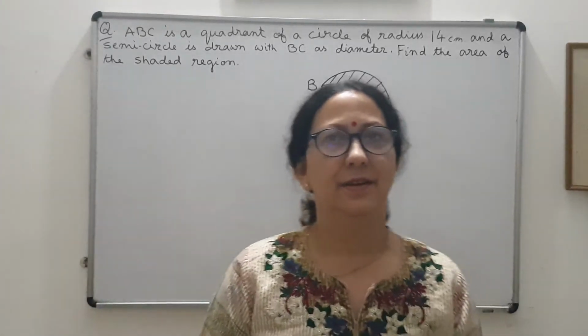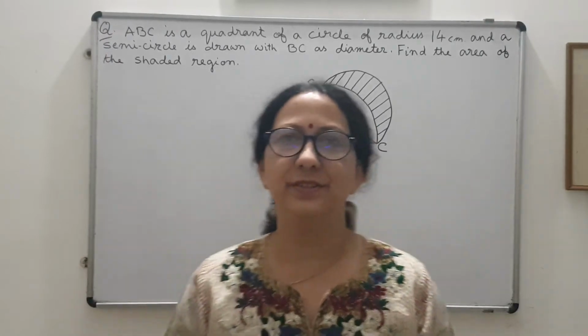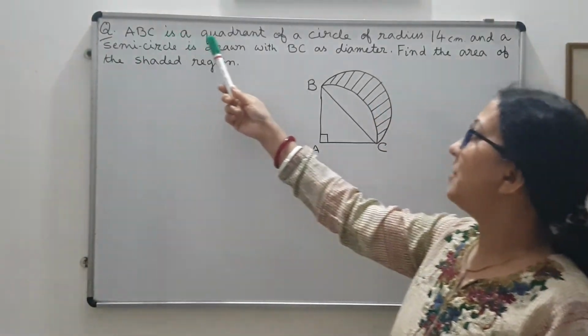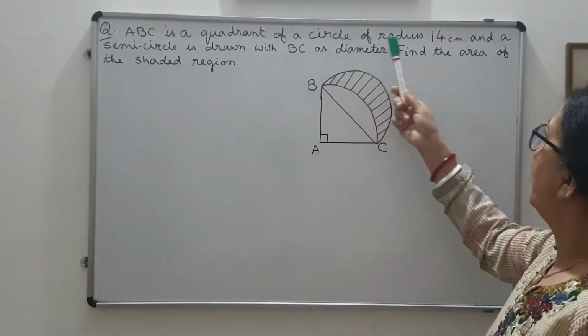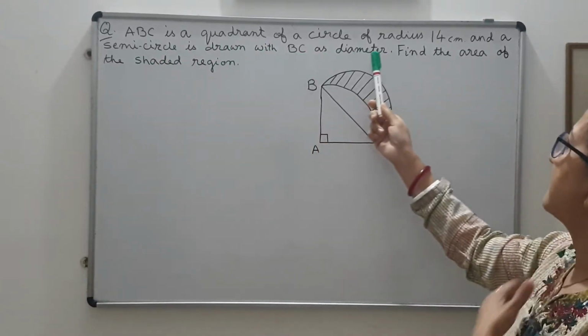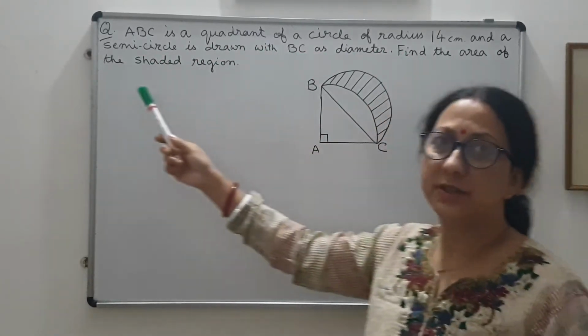Hi everyone. So today we'll be solving two questions. The first question that I've taken is this one. ABC is a quadrant of a circle of radius 14 centimeter and a semicircle is drawn with BC as diameter. Find the area of the shaded region.